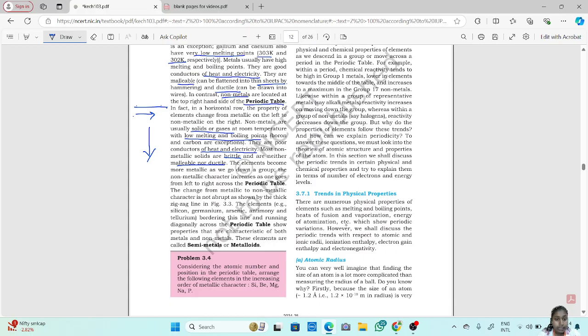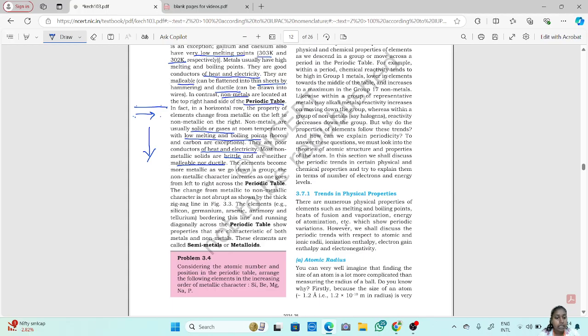Now, the non-metallic character increases as one goes from left to right across the periodic table. As I already told you, when you go from left to right, the non-metallic characteristic increases. Now, the change from metallic to non-metallic character is not abrupt, as shown by the thick zigzag line. Abrupt means it is not directly changing from metals to non-metals.